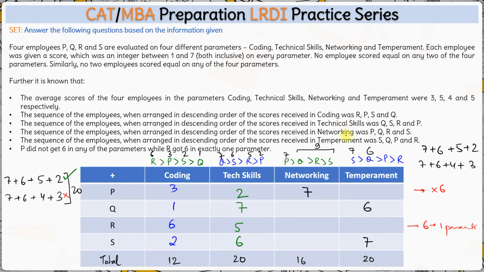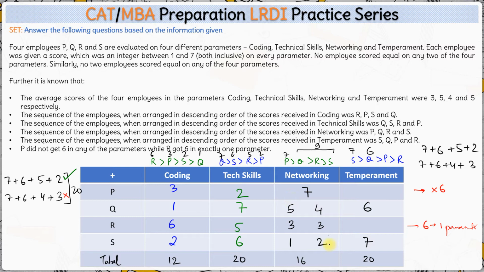So let's look at networking again. For networking, the sum of the remaining 3 is 9. Q is greater than R is greater than S. So sum 9 can be obtained as 6, 2, 1. But again, 6 is not possible because Q cannot get the same rating in multiple parameters. So 6, 2, 1 is rejected. Next possibility is 5, 3, 1. And the other possibility is 4, 3, 2.